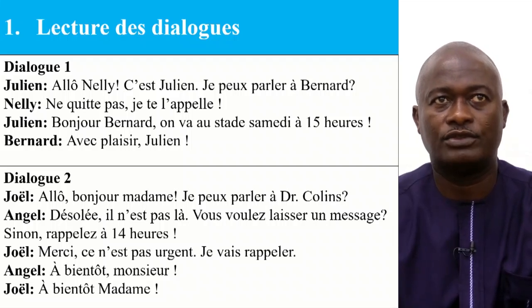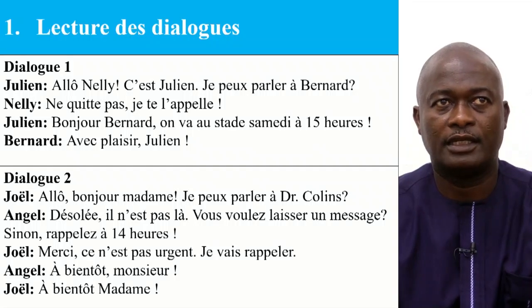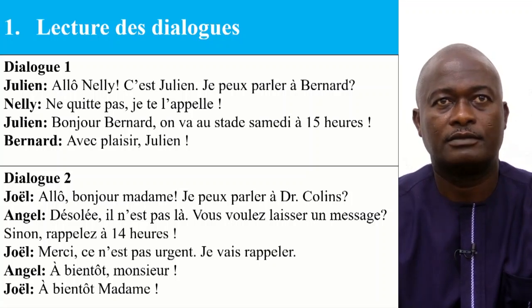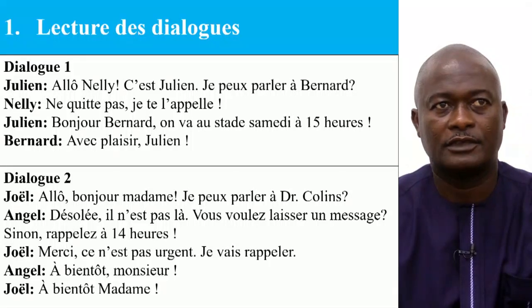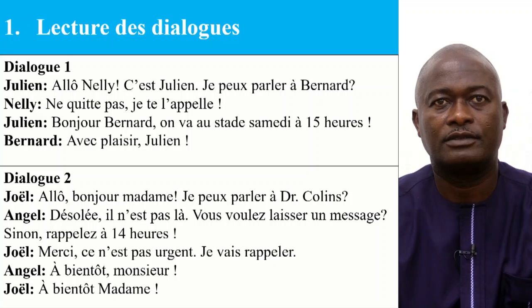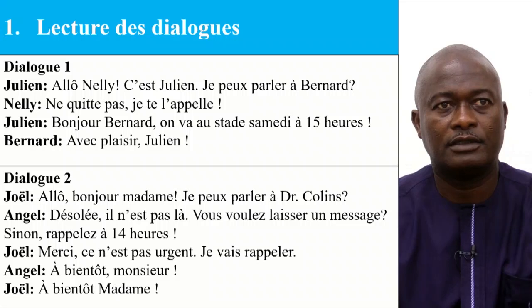Donc je fais la lecture du dialogue 1 entre Julien et Nelly. Allô Nelly, c'est Julien. Je peux parler à Bernard? Ne quitte pas, je te l'appelle. Bonjour Bernard. On va au stade samedi à 15h. Avec plaisir, Julien. Dialogue 2. Allô, bonjour madame. Je peux parler à docteur Colin? Désolé, il n'est pas là. Vous voulez laisser un message? Sinon, rappelez à 14h. Merci. Ce n'est pas urgent, je vais rappeler. À bientôt, monsieur. À bientôt, madame.